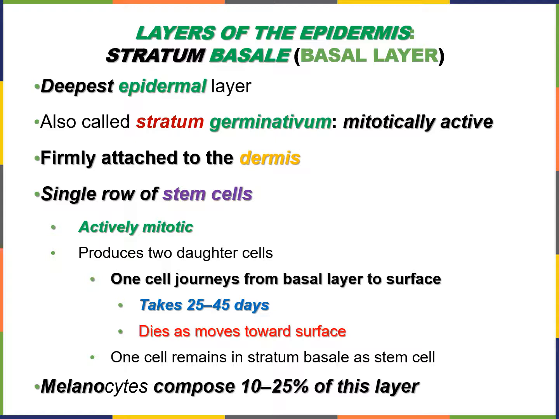45 days for that cell to find its way to the very top of the skin. And we're going to see it's going to have this programmed orderly death as it moves towards the surface. Now, of course, one of the two cells is going to remain there as a stem cell to make additional cells. The melanocytes compose, as I've stated earlier, 10 to 25% of this layer of the epidermis.